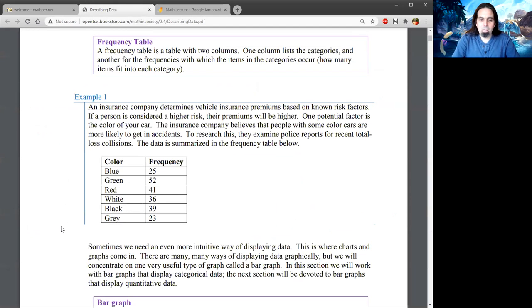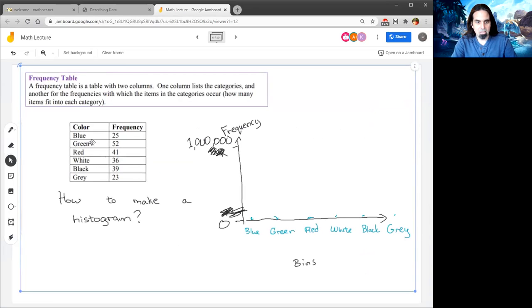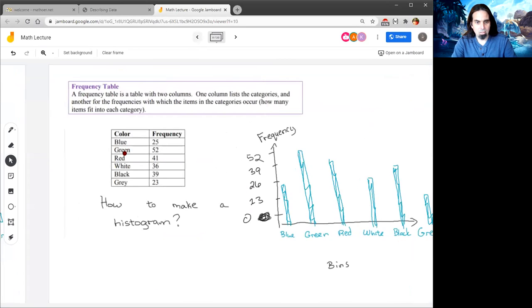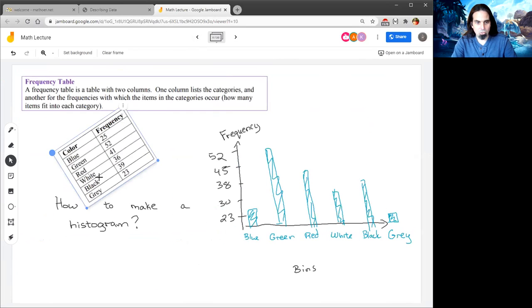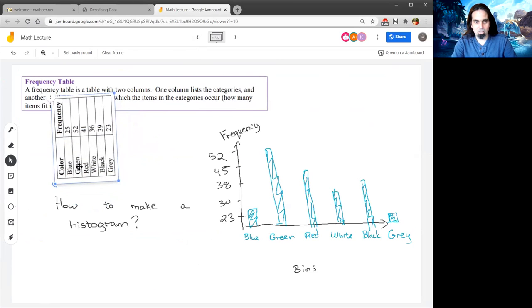So that's a frequency table. It's almost a histogram on its side, right? If I took this thing and turned it like that, it's almost like a histogram, right? How far up things go.